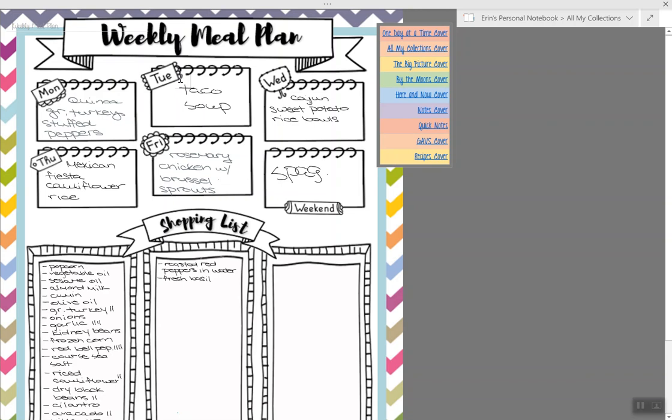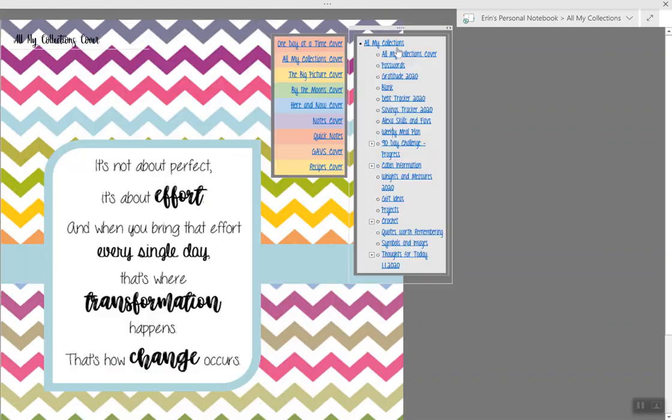And then if I want to navigate back, every single page has this little rainbow table of contents, which takes me to the covers. So it's easy to get around in my notebook. So I can go back to all my collections cover, and here are the pages on that cover.